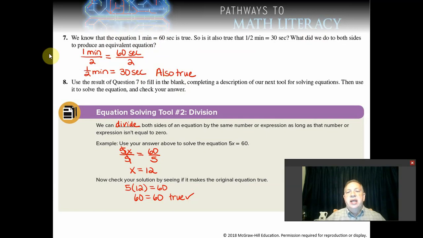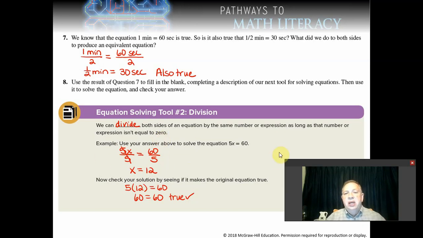Okay, so that kind of gives us another tool that we can use. We can divide both sides of an equation by the same number or expression as long as that number or expression isn't equal to 0. So I can't divide by 0.